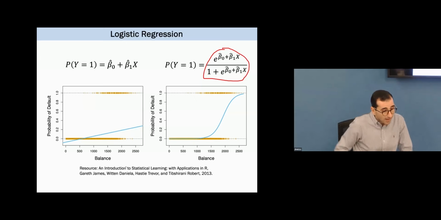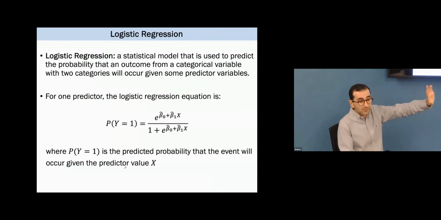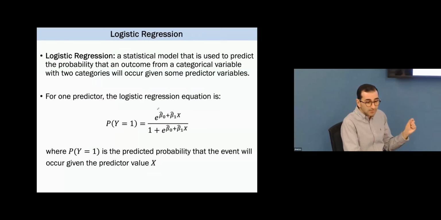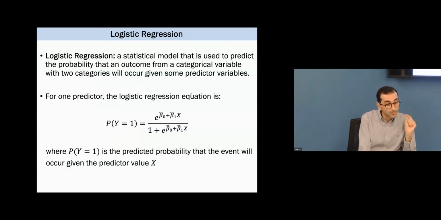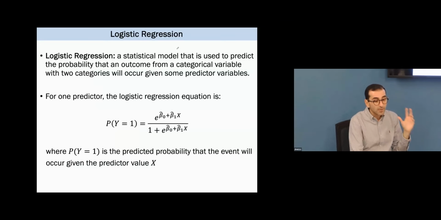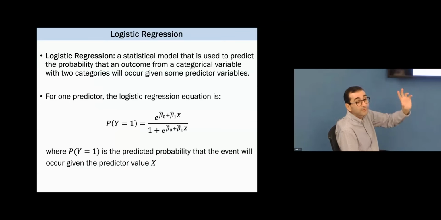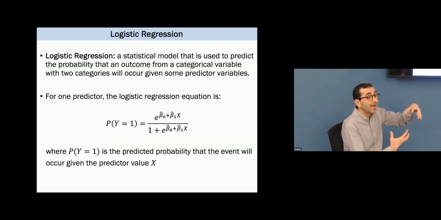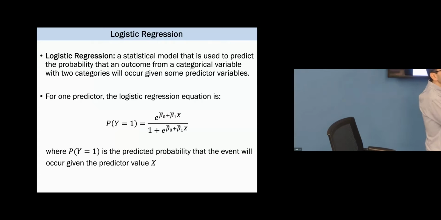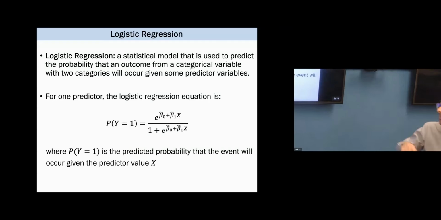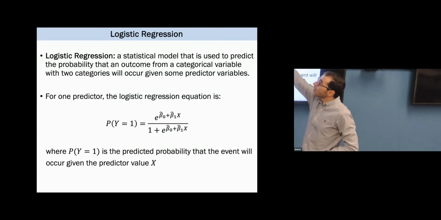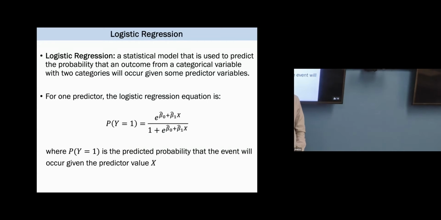Okay, now let's see. Logistic regression is a statistical model that is used to predict the probability that an outcome from a categorical variable with two categories will occur given some predictor variables. Again, I'm going to have my explanatory variables, and I want to use them to see how they influence and affect my response. And in this case, our response will be the probability of getting one of those categories.